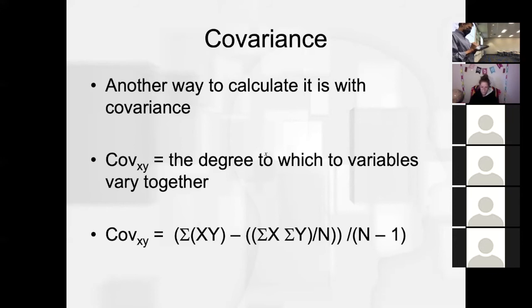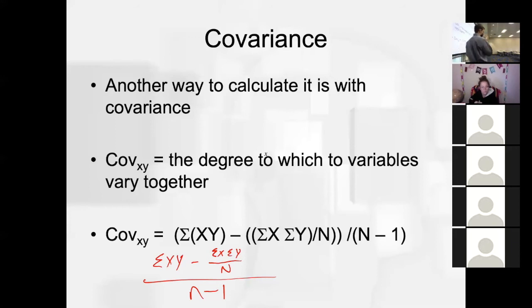If I were to write this out in a different way, it would be sum of xy minus sum of x times the sum of y over n, all over n minus 1. So it's the same thing.